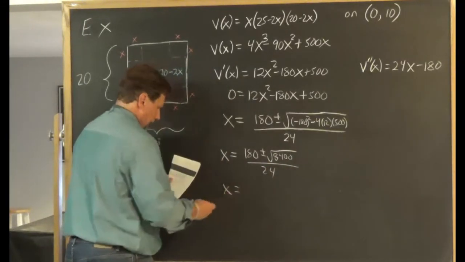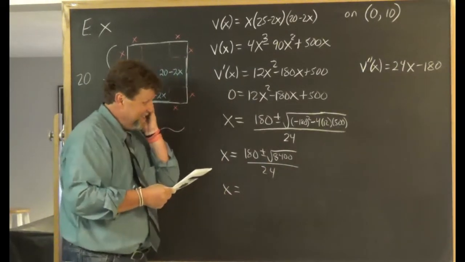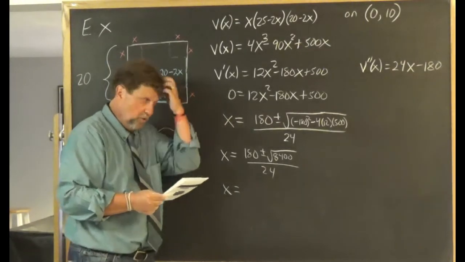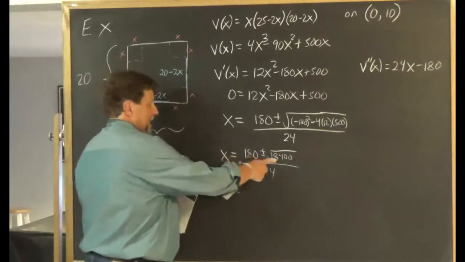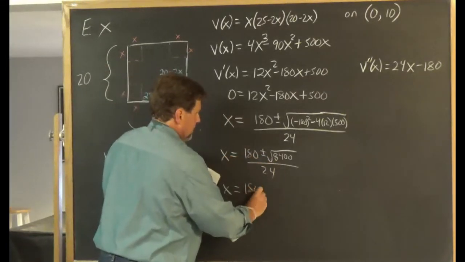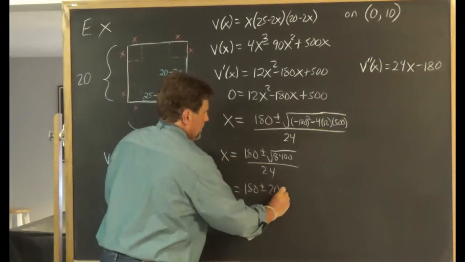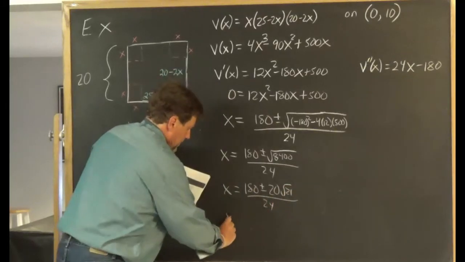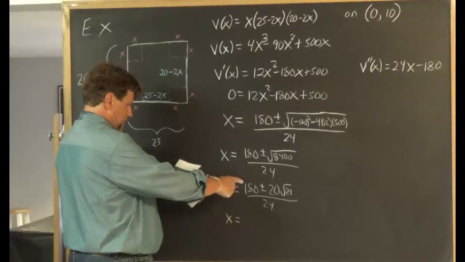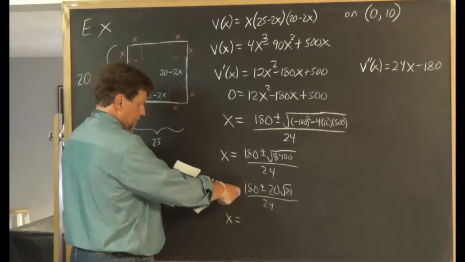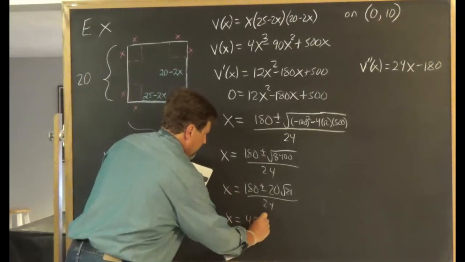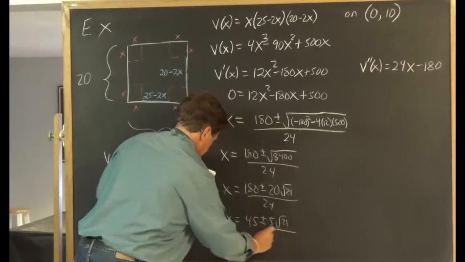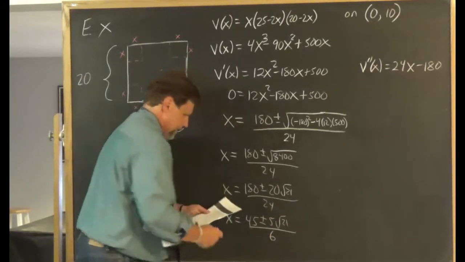And 8400, see, 8400 is 400 times 21. So that means I can simplify this radical to 20 times the square root of 21. And I can go a step further and do some canceling here and simplify this down to 45 plus or minus 5 square root 21 over 6.